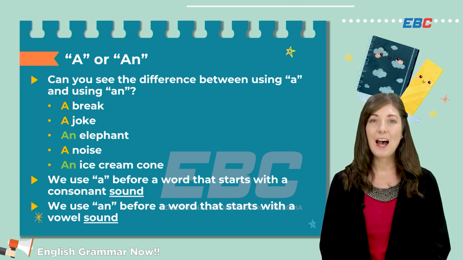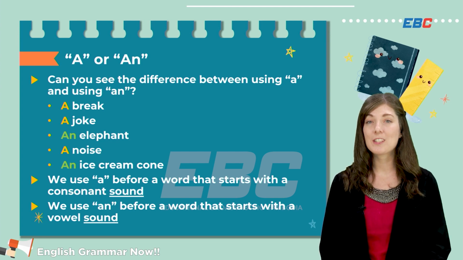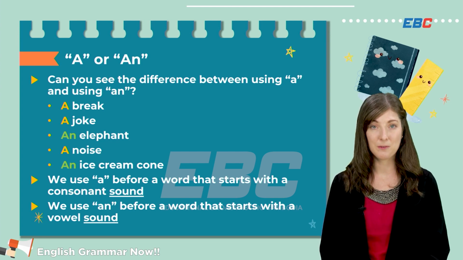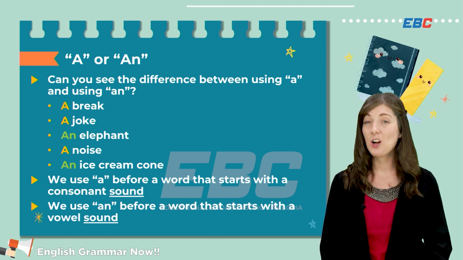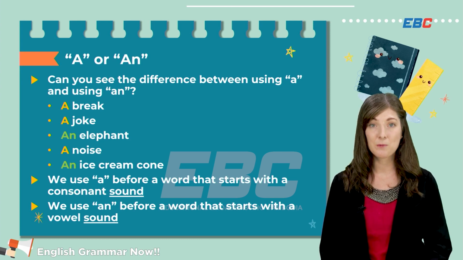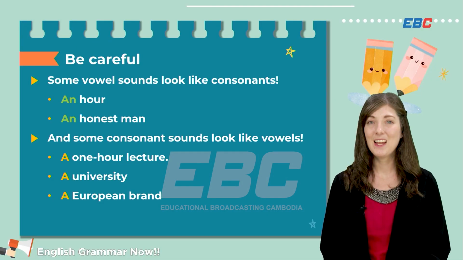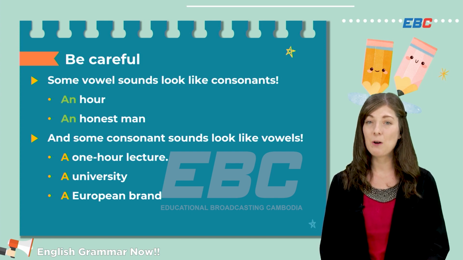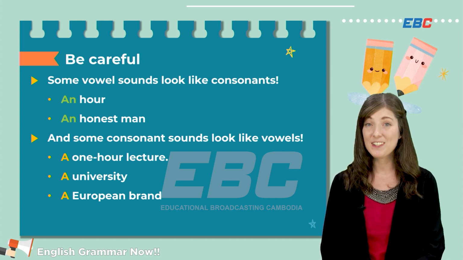We use a before a word that starts with a consonant sound. And we use an before a word that starts with a vowel sound. Not just a consonant or a vowel, but a consonant sound or a vowel sound. This can get a little tricky because some vowels look like consonants.